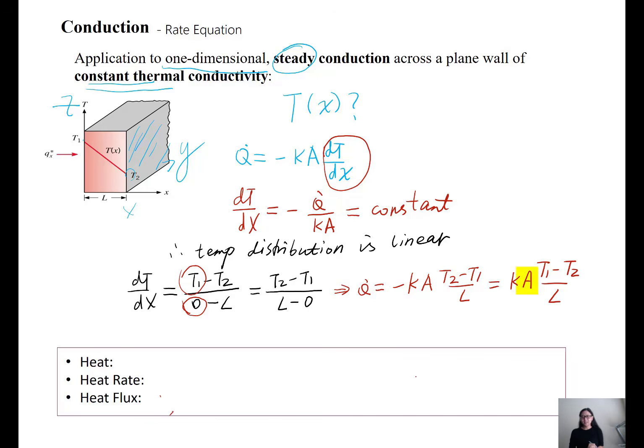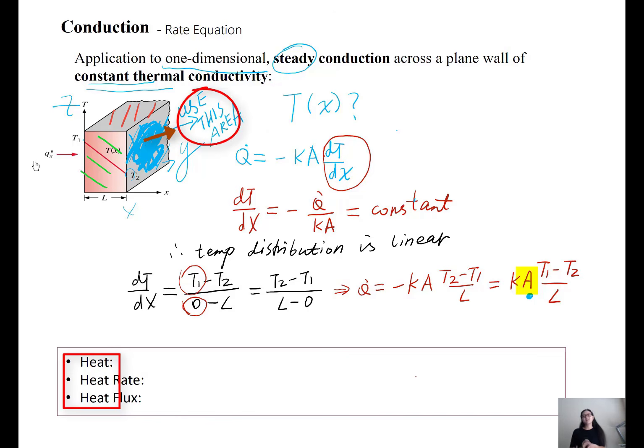Now I have a question about this area A. It should be the area of which surface? This wall has 3 surfaces. Should this be the area of this surface in blue? Or this surface? Or this one? Yes, it should be the area in blue. It should be the area which is perpendicular to the direction of heat transfer.